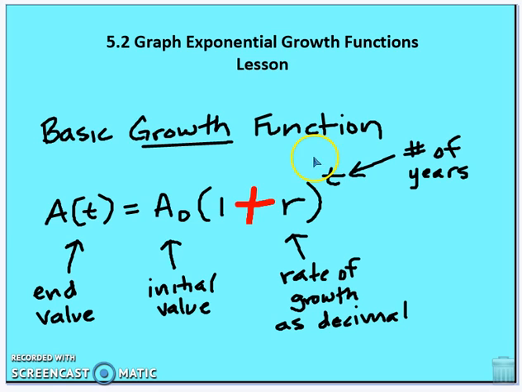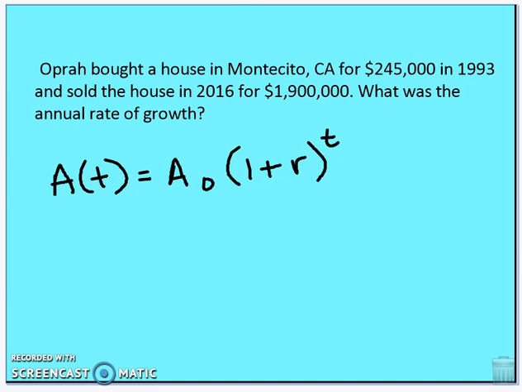Now we need to have this value of 1 here. Otherwise, if we multiplied the growth rate, let's say we had 5% times the initial value, we would end up with 5% of the initial value. So we want to keep that initial value and then add 5% of that initial value to get the ending value. All right, so I have a problem here for you.